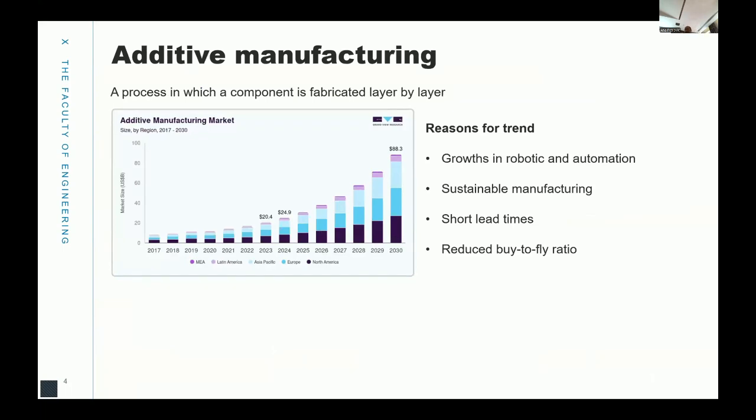So how does this relate to additive manufacturing? In terms of the future as well, there will be growth in additive manufacturing. This is because of its more sustainable manufacturing method. Some of the reasons are a reduced buy-to-fly ratio, which proves it as a sustainable method compared to traditional manufacturing methods.